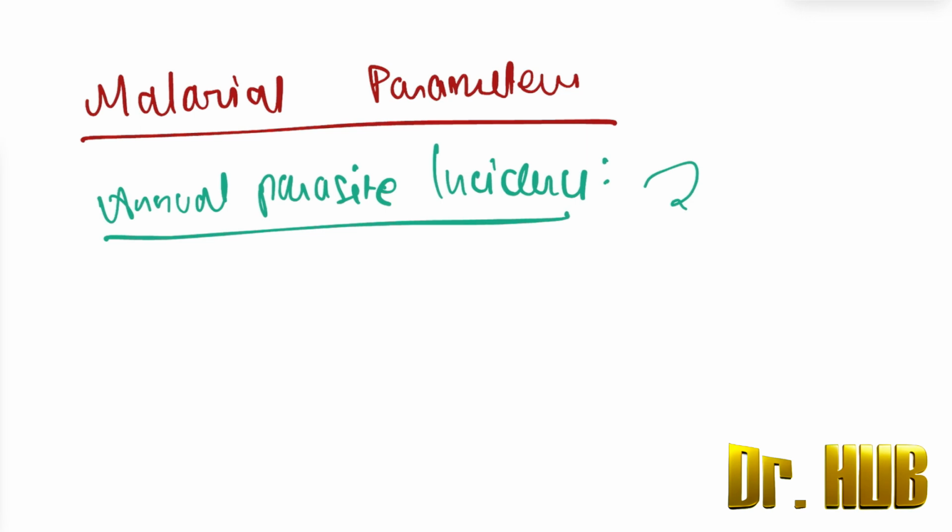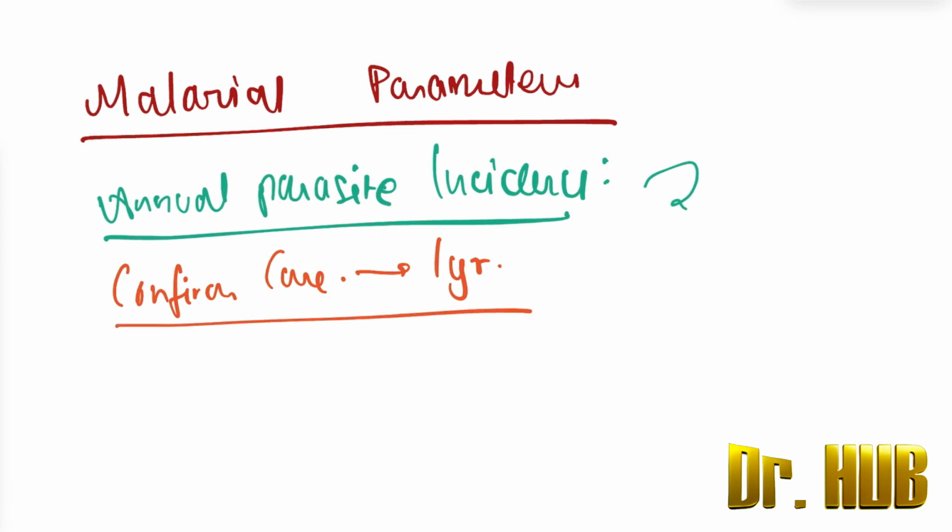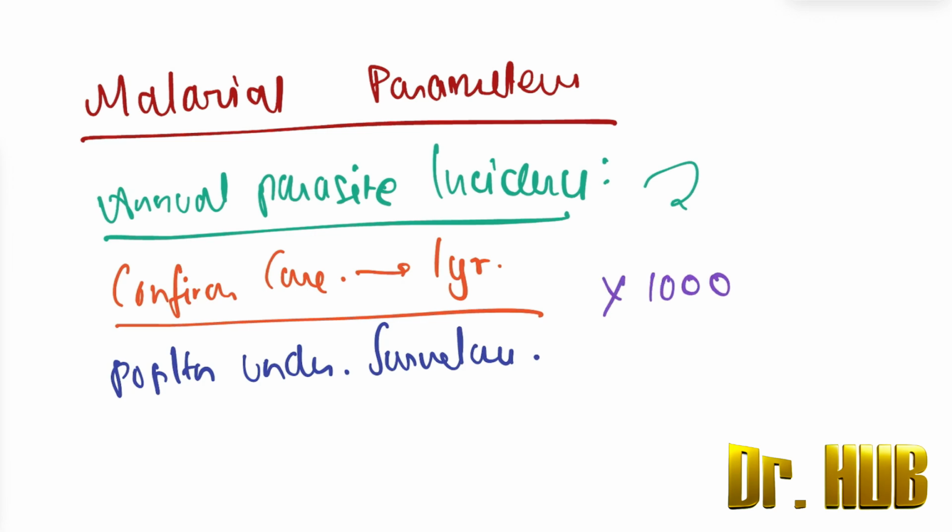So the formula for the annual parasite incidence is nothing but the confirmed cases. So we're looking at the confirmed cases, and this is going to be in 1 year. And what is it divided by? It is divided by the population under surveillance, and this is going to be multiplied by 1000.